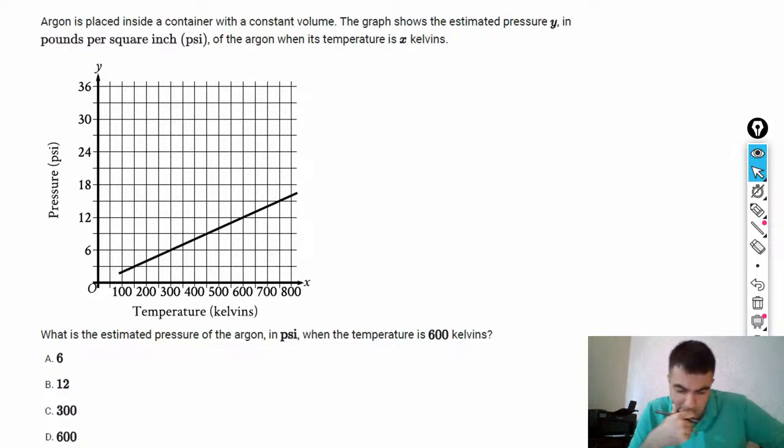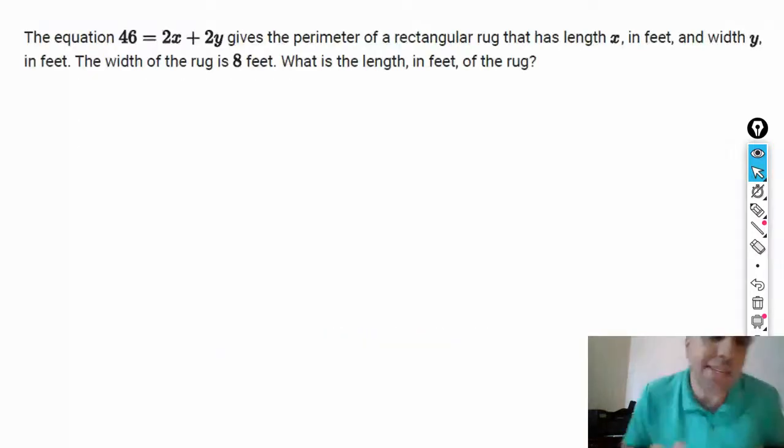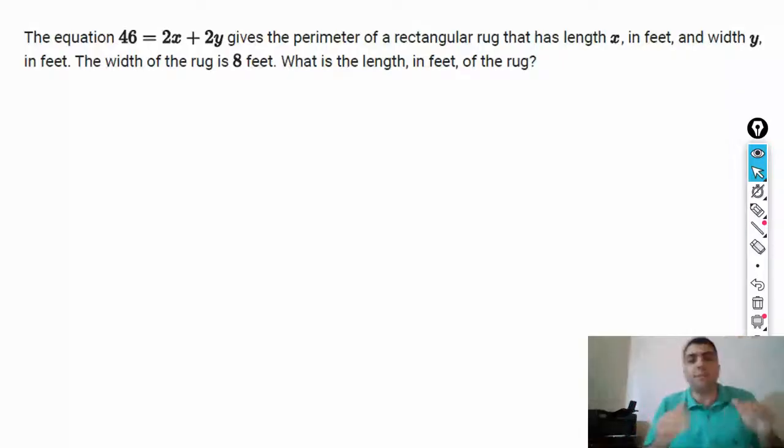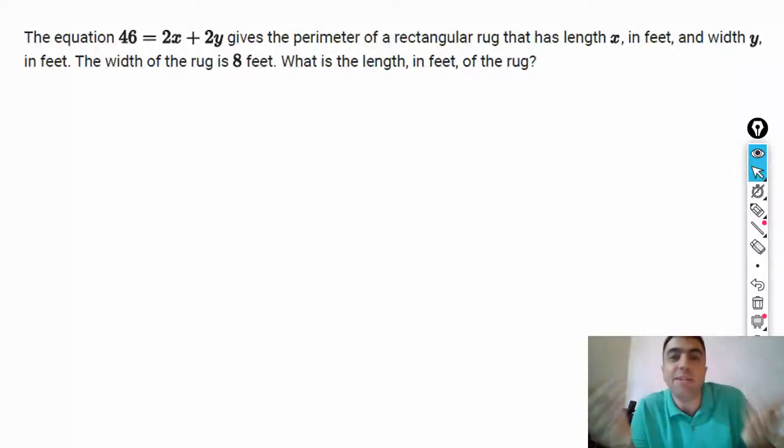Okay. Mr. Turan, Mrs. Seljan, and Saib have said B, right? When the temperature is 600 kelvins, we see that 600 is this one. Now the next question: the equation 46 = 2x + 2y gives the perimeter of a rectangular rock that has length x in feet and width y in feet. The width of the rock is 8 feet. What's the length in feet of the rock?